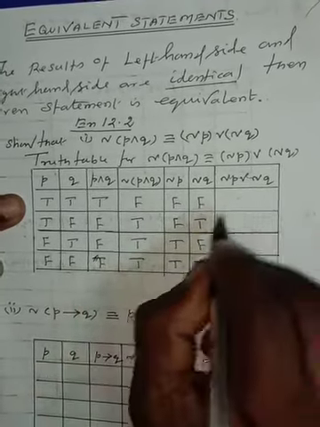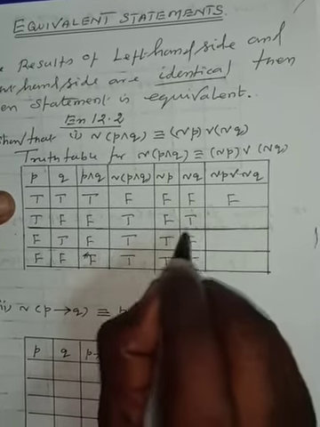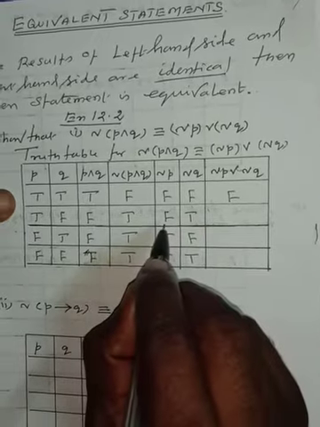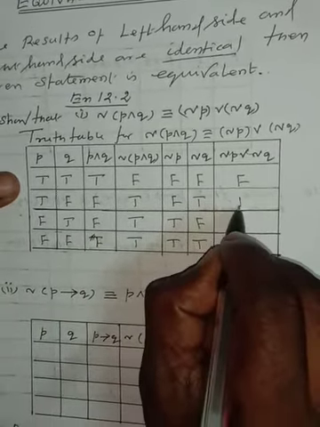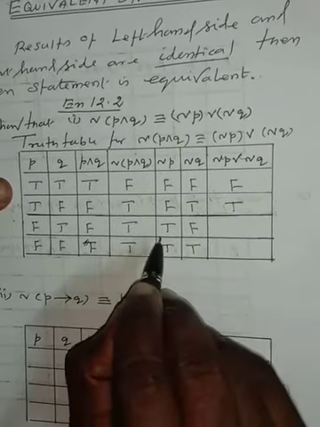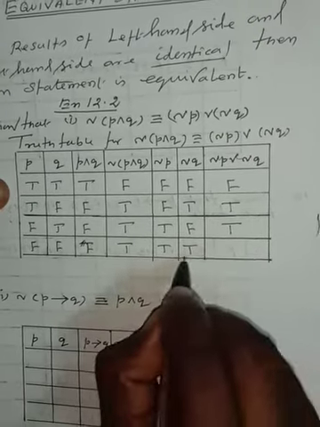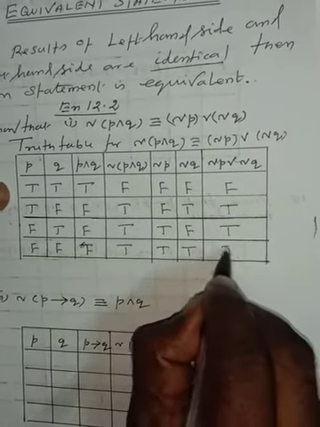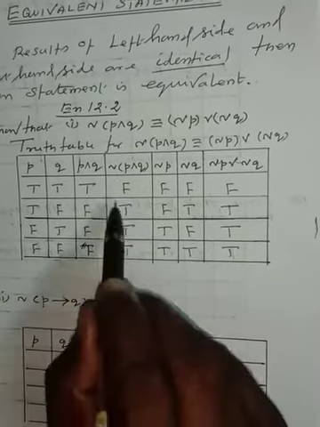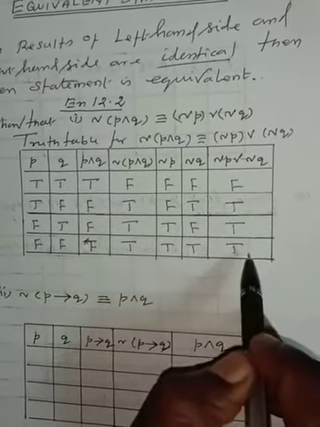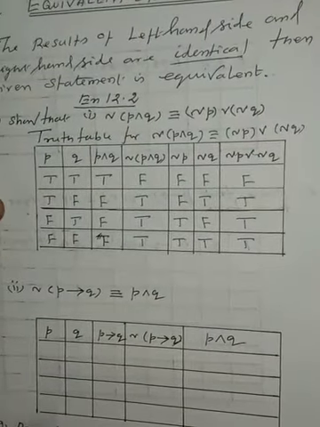False or false is false. False or true is true. Next, true or false is true. True or true is true. Now the fourth column and the seventh column results are the same, identical. Therefore the given statement is equivalent.